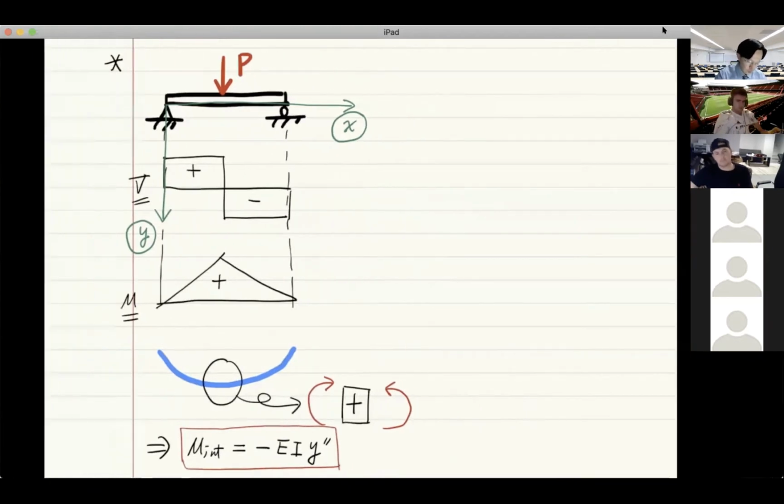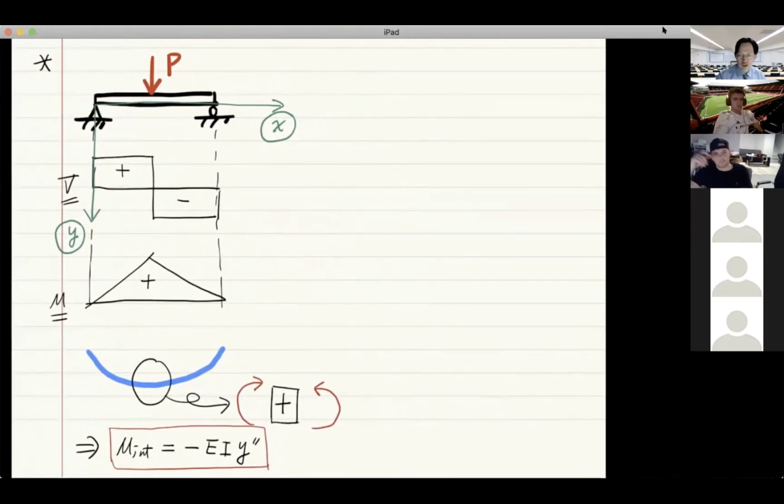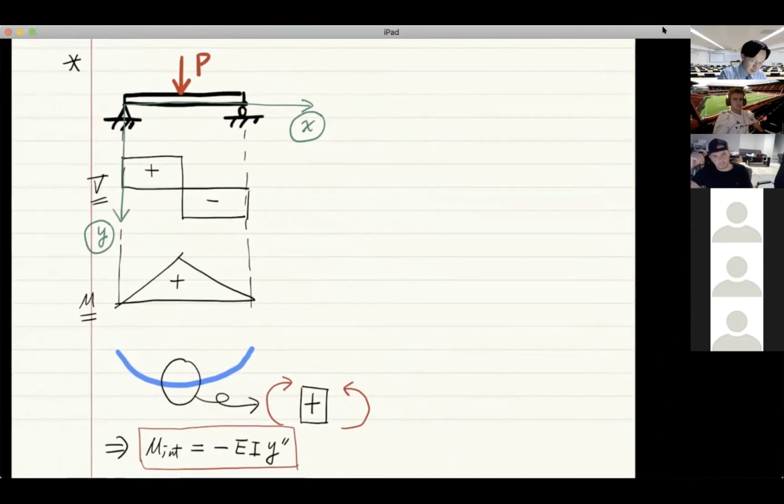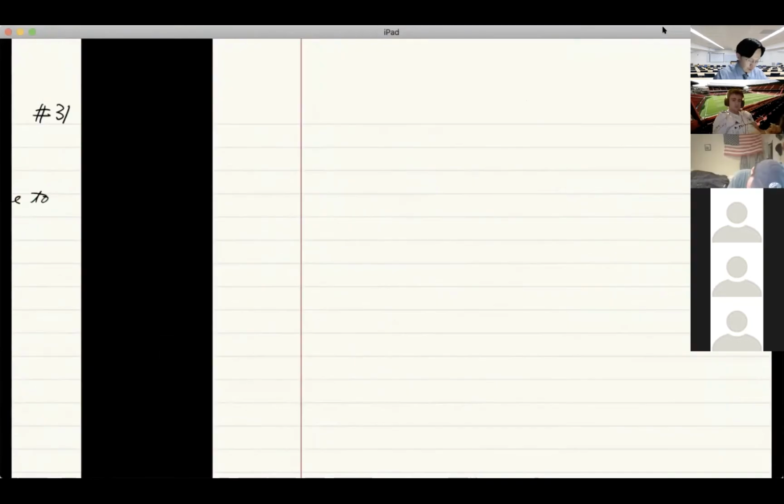Now, where's the clarification? This is just definition. The clarification is this. It's about how we calculate curvature.